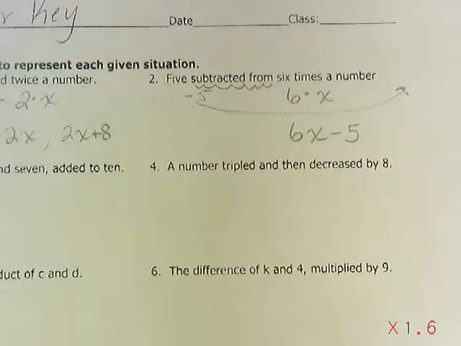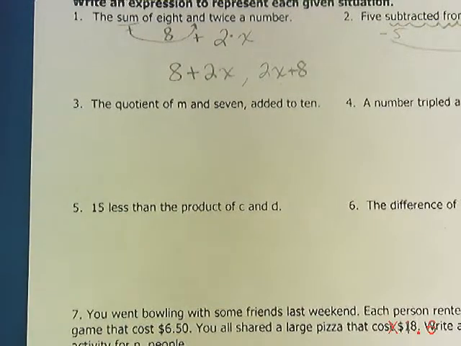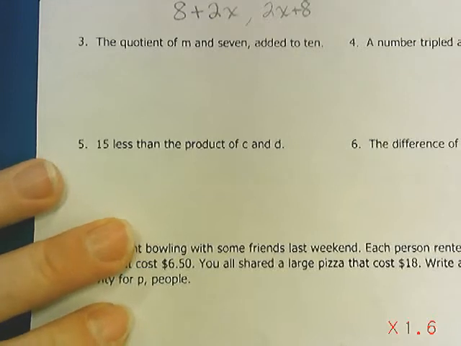All right, number 3. I'm hoping if you guys got these correct and you're just unsure about, let's say, maybe number 10 or something, you could fast forward the video straight down to number 10. Number 3, the quotient of m and 7 added to 10.